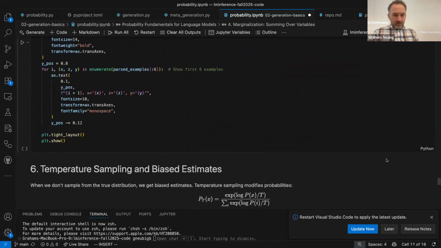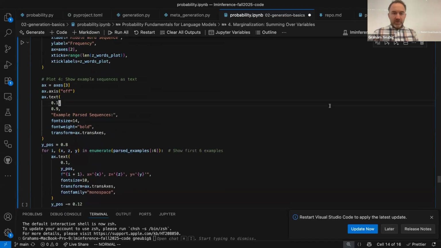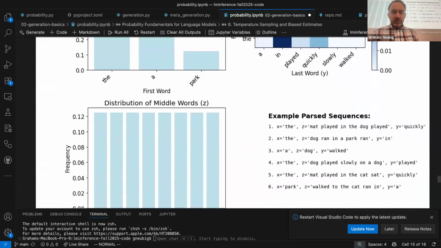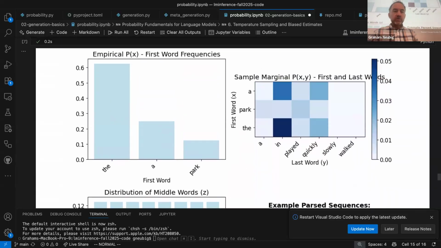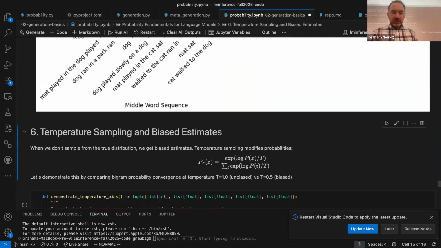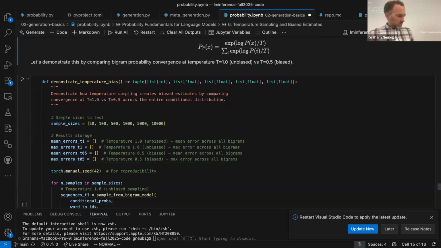So in this particular example, we could say the first word is X, the last word is Y, and then all the words in the middle are the latent variables. That's kind of what we do with chain of thought.